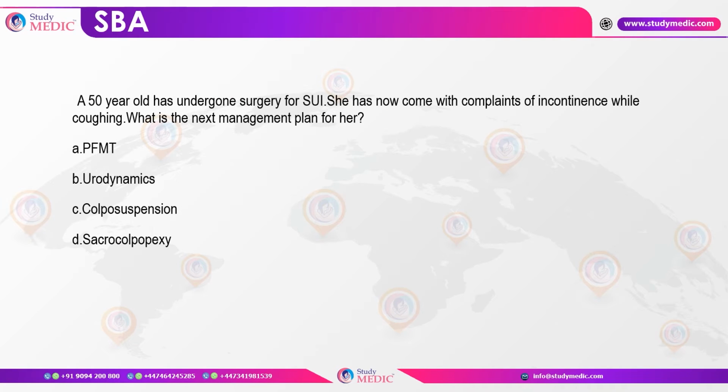Alright, now another 50-year-old woman who has undergone surgery for SUI and has come back again with complaints of incontinence when she is coughing. What would you do for her now? Is PFMT going to be of help? No. Colposuspension, she has already undergone some type of surgery. Sacrocolpopexy doesn't make sense because she doesn't have symptoms of vault prolapse. That leaves us with the option of urodynamics.